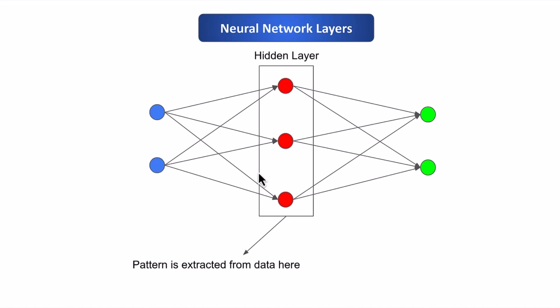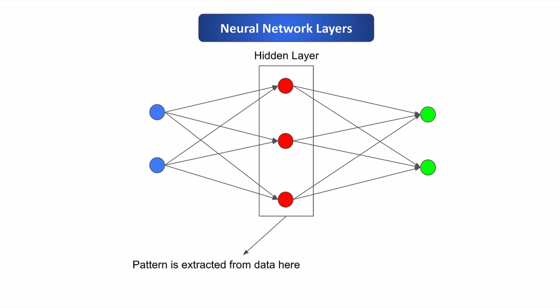But there can be multiple hidden layers inside a single neural network. Like here, after this hidden layer, there can be one more hidden layer, and the neurons of this hidden layer will be connected to the neurons of that hidden layer, and so on. So inside a neural network, the pattern is extracted at the hidden layer, and there can be multiple hidden layers inside a single neural network.